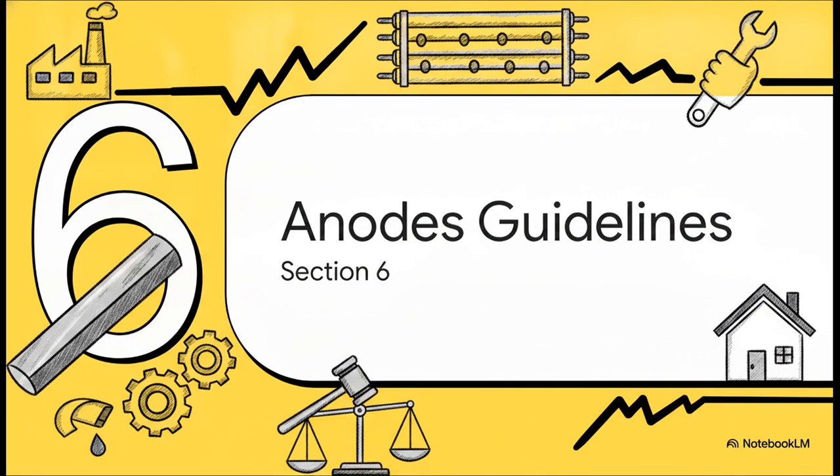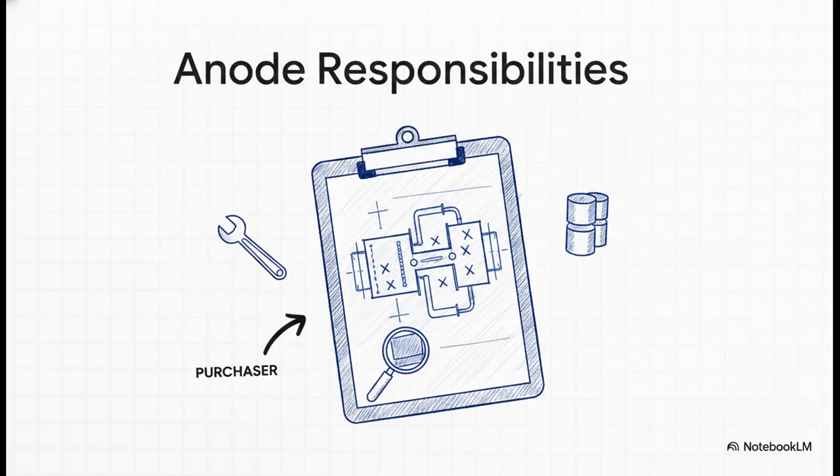And finally, let's hit Section 6. Guidelines for anodes. Anodes. They're sacrificial metals used to control corrosion. But according to the RCB 1.7 standards, selecting and placing them is actually not the responsibility of the heat exchanger manufacturer. Not at all. If a purchaser wants anodes included, they have to hand over 5 non-negotiable pieces of information.